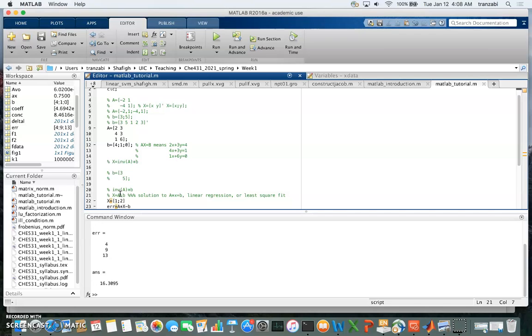So with this guess value, the error is much bigger than the approximate solution's error. Okay, so now we know what the backslash operator does. It finds the approximate solution with the least error.